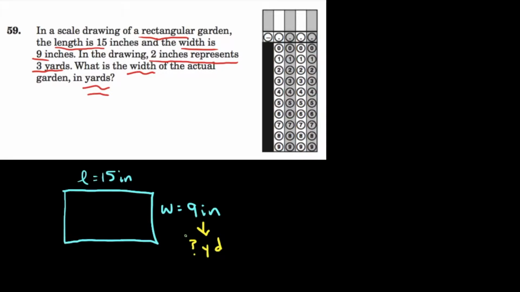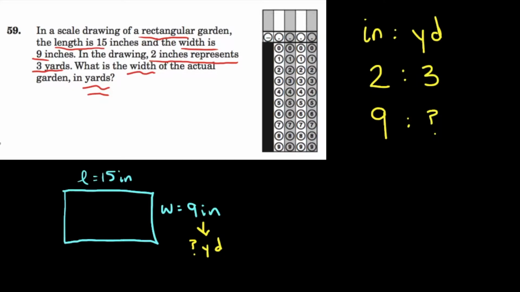Well, let's take this information into account. In the drawing, 2 inches represents 3 yards. So I'll write that like this. Inches on the drawing to the yards that they represent will be a 2 to 3 ratio. We have a width of 9 inches on this drawing. We want to know how many yards that represents.